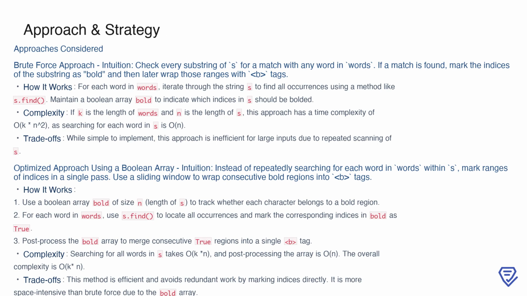To solve this problem, we initially considered two approaches. The first is the brute force method, where the idea is to iteratively check every possible substring of the string S against each word in the list words. If a match is found, the corresponding indices in the string are marked as bold, and later, we wrap these bold regions with bold tags. To implement this, we can use a simple method like s.find to locate occurrences of each word in S. While straightforward, this approach has a significant drawback. Its time complexity is O(k * n squared), where k is the number of words and n is the length of S. This is because we repeatedly scan the string for each word, which becomes prohibitively slow for larger inputs.